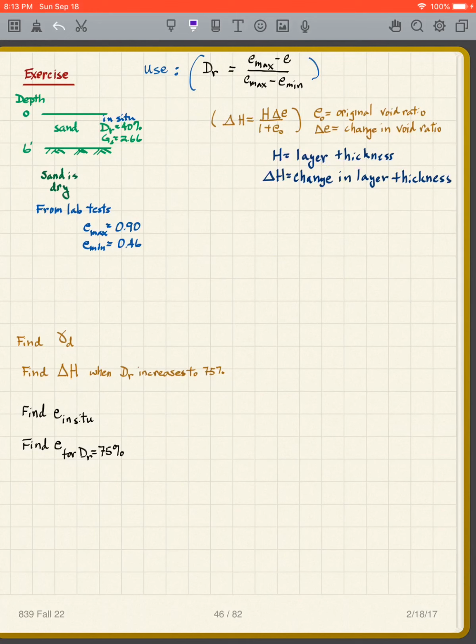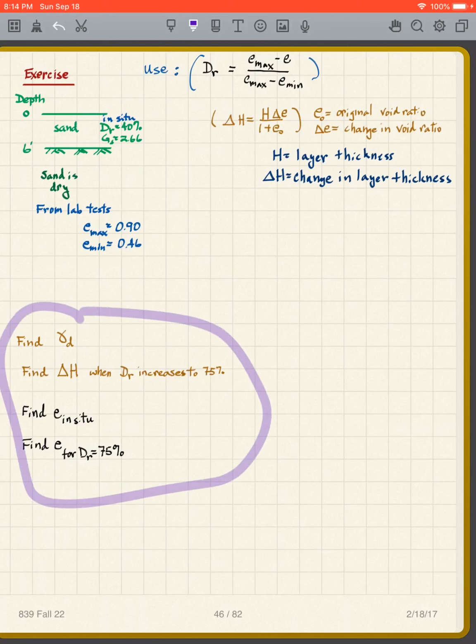And what we want to do is, first, for this layer, we want to find what the gamma D is, and then we want to find what the delta H is if we increase the relative density to 75%. The relative density is at 40%. We have a target to get it to 75% to prevent liquefaction. In addition, you need to find the E in situ and the E for the relative density of 75%. So pause the video here and do your best to find these values.